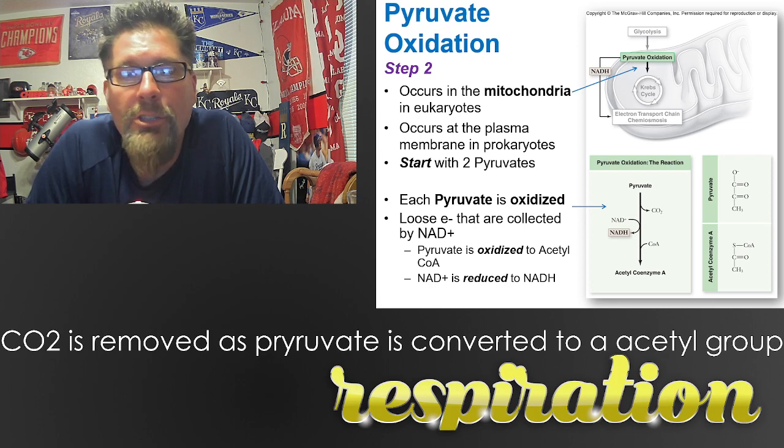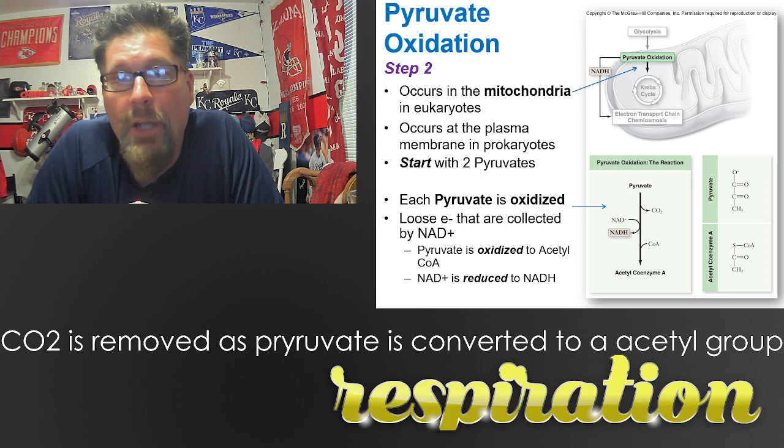So it's just converting it. Once we get to the Krebs cycle, you'll see that as the starting material for the Krebs cycle. The takeaway is that carbon dioxide molecule being released and the enzyme being added. Those are the two things that you want to think about when you think pyruvate oxidation.